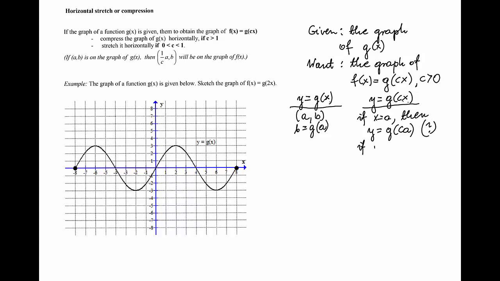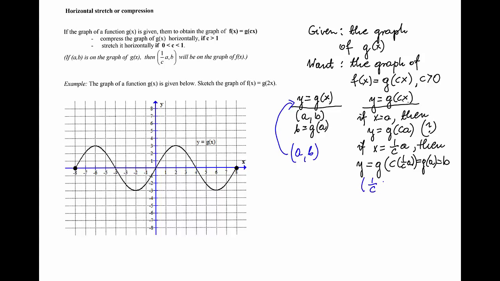However, if I consider the value of x equal to 1 over c times a, then the value of y is going to be g of c times x, which is g of c times 1 over c times a. This becomes g of a, and g of a is equal to b. Therefore, if the point a, b is on the graph of the function g of x, then the point 1 over c times a, comma, b is on the graph of the function g of c times x.